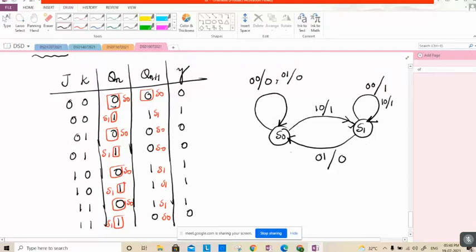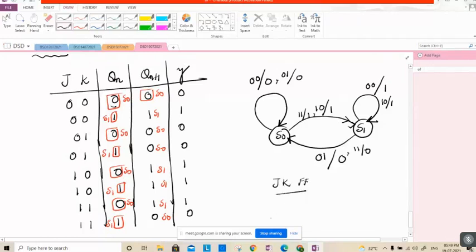Input is S0, 1, 1. So it is 1, 1. What will be the output? 1. Right. Now I am available at S1, present at S1. If 1, 1 is my input, what is the next state? S0. Right, 1, 1 with 0. Right. So this is the JK flip-flop state diagram.